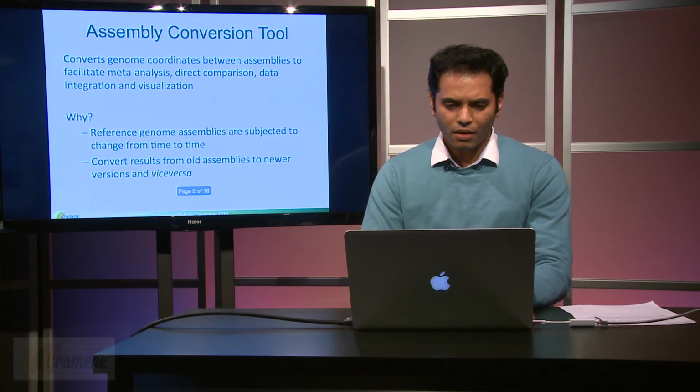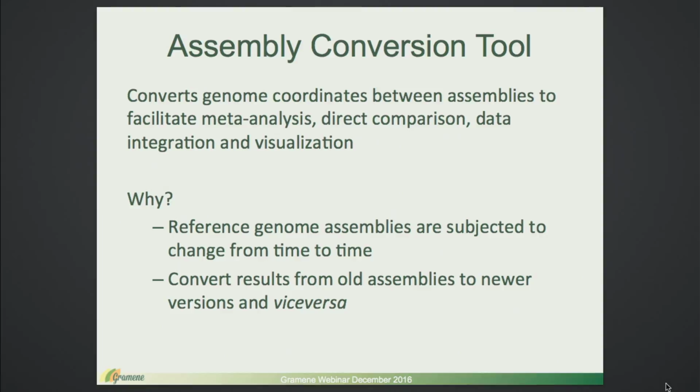So Gramene hosts the assembly conversion tool on the browser. What it basically does is convert genome coordinates between assemblies. You have many versions of a particular assembly, so this kind of tool helps you do direct comparison between different versions. It helps in data integration and visualization, and it also facilitates meta-analysis.